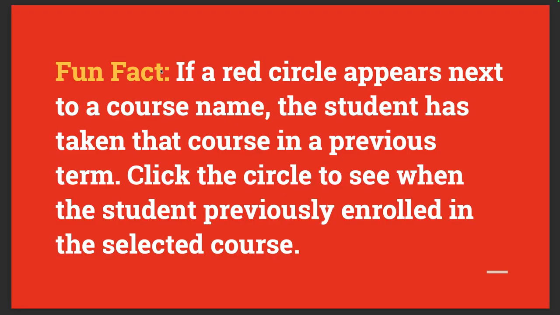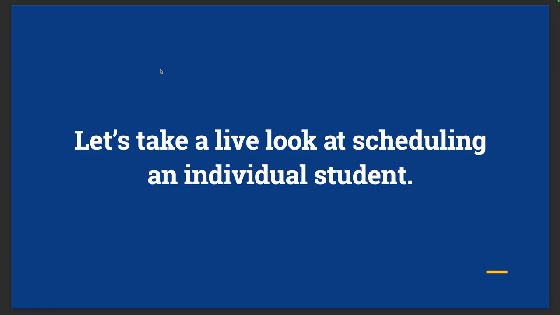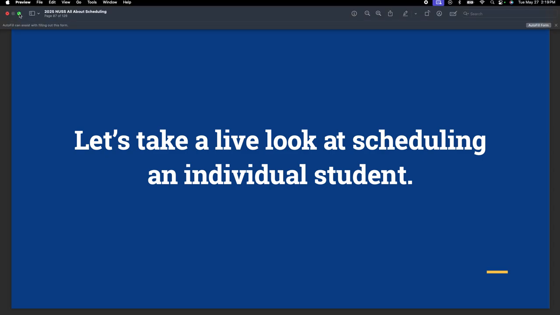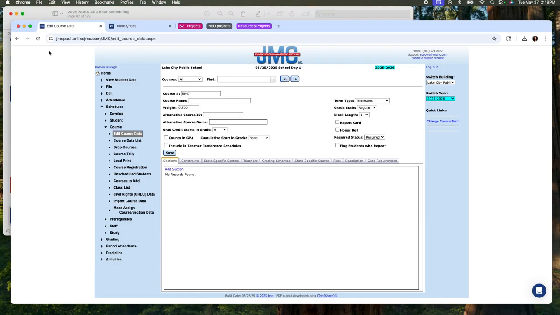Fun fact, if a red circle appears next to a course name, the student has taken that course in a previous term. Click the circle to see when the student previously enrolled in the selected course. So we'll take a live look here at scheduling an individual student.